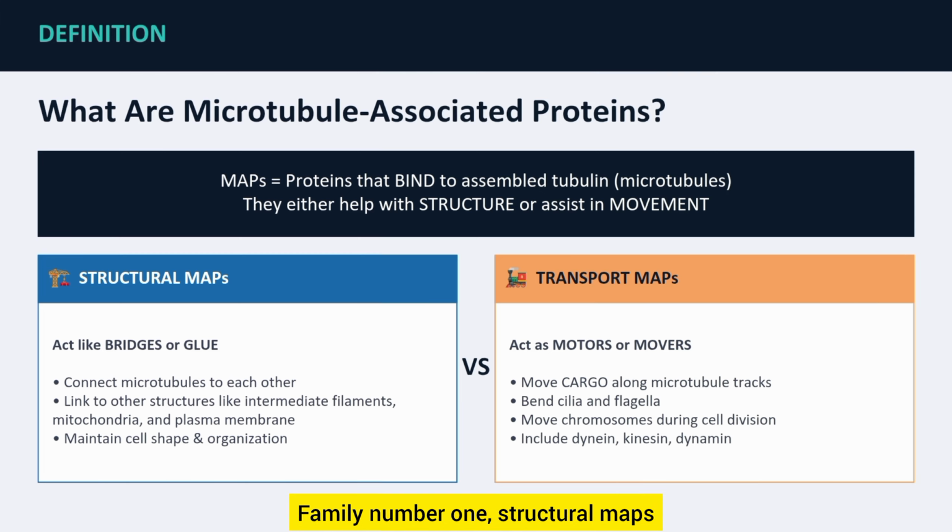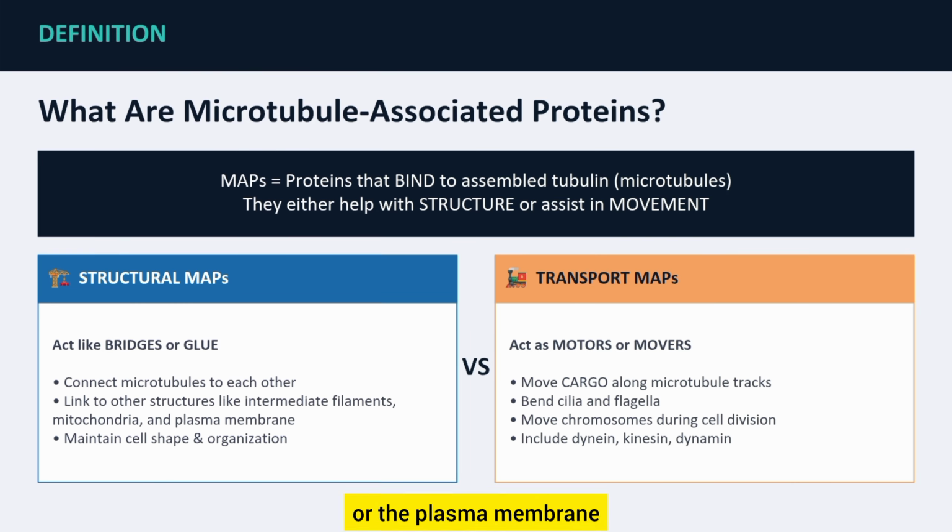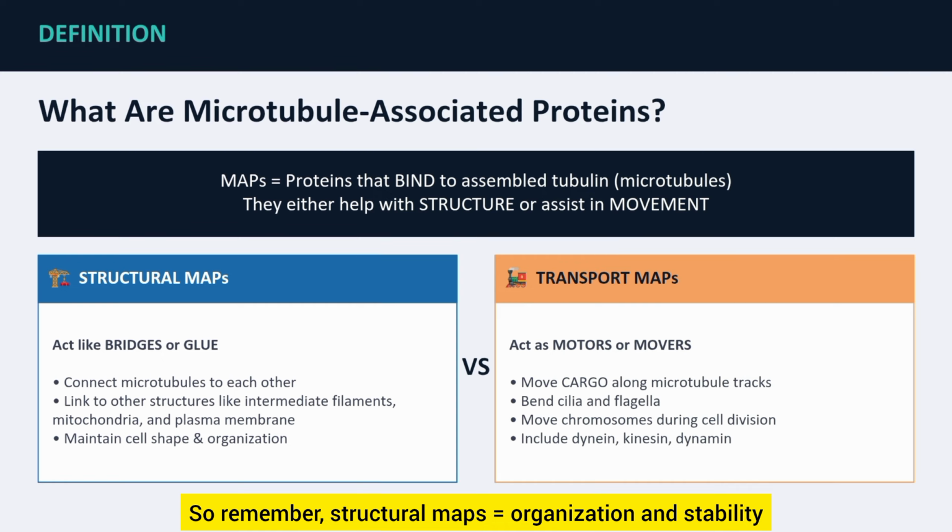Family number 1, structural MAPs. Think of them as the builders and organizers. They form cross bridges, connections, between adjacent microtubules, or between microtubules and other structures like intermediate filaments, mitochondria, or the plasma membrane. Family number 2, transport MAPs. These are the motor proteins. They are found wherever movement happens along microtubule surfaces. Like cargo transport, cilia bending, flagella movement, and spindle movements during cell division. So remember, structural MAPs equals organization and stability. Transport MAPs equals movement and motility.